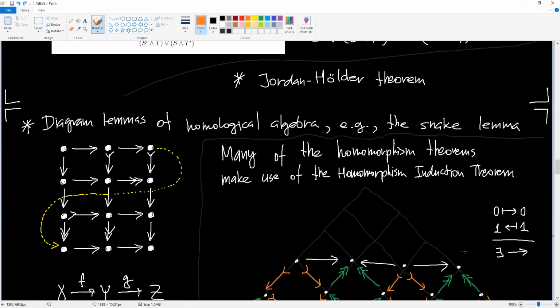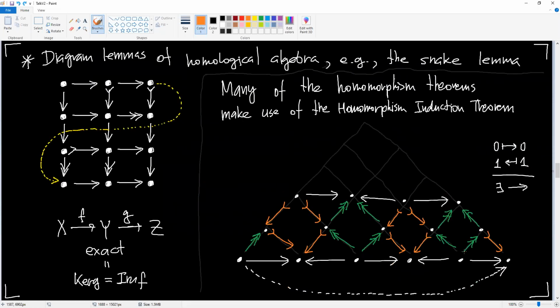The classical place where duality has been used a lot for proving homomorphism theorems are the homological diagram lemmas. So what we have here on the left side is an example of a diagram lemma of homological algebra.